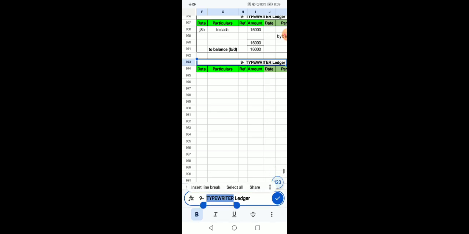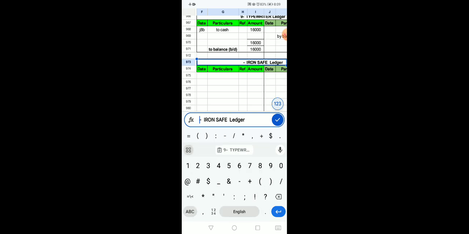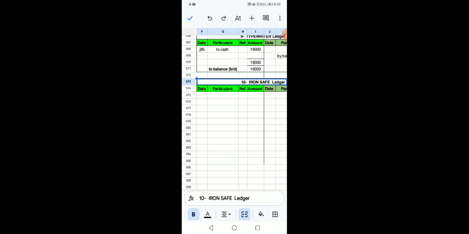The next step is to change the title. We are now making the ledger for iron safe. Title changed. Now change the number as well. We will be focusing on iron safe only. This is the first entry which is for iron safe. It is debited by 8,000.